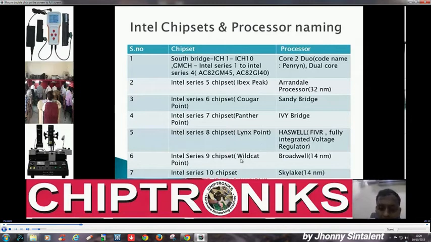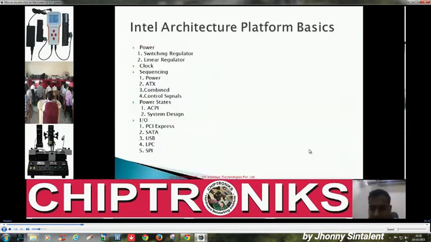Then Intel series 9 chipset is called Wildcat Point, and the processor supported is Broadwell. This does not have FIVR, only an integrated voltage regulator, right? So we move to the next slide. Yes, and before developing the exact power sequence concept, I'm going to discuss the basics of Intel architectures, and in this we'll cover the power, clock, sequencing, power states, and the inputs and outputs, and also the RAM and clock working.